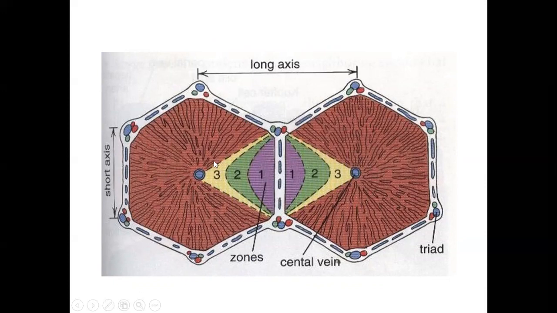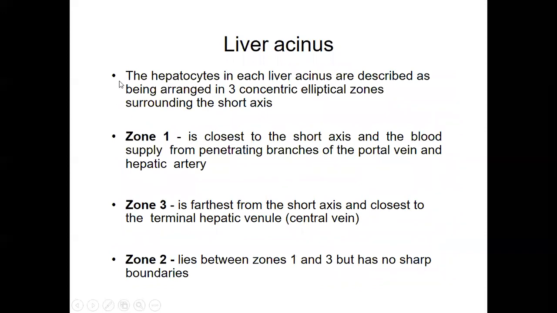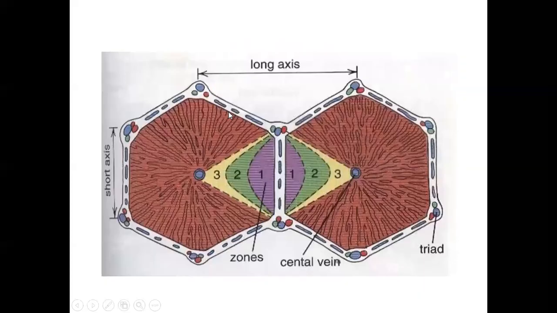So you can see here, this is the liver acinus. The hepatocytes in each liver acinus are described as being arranged into three concentric elliptical zones. We have the three zones here, and these zones surround the short axis. So you can see here, this is the short axis. This elliptical zone surrounds the short axis. Now zone number one, zone number two, and zone number three.